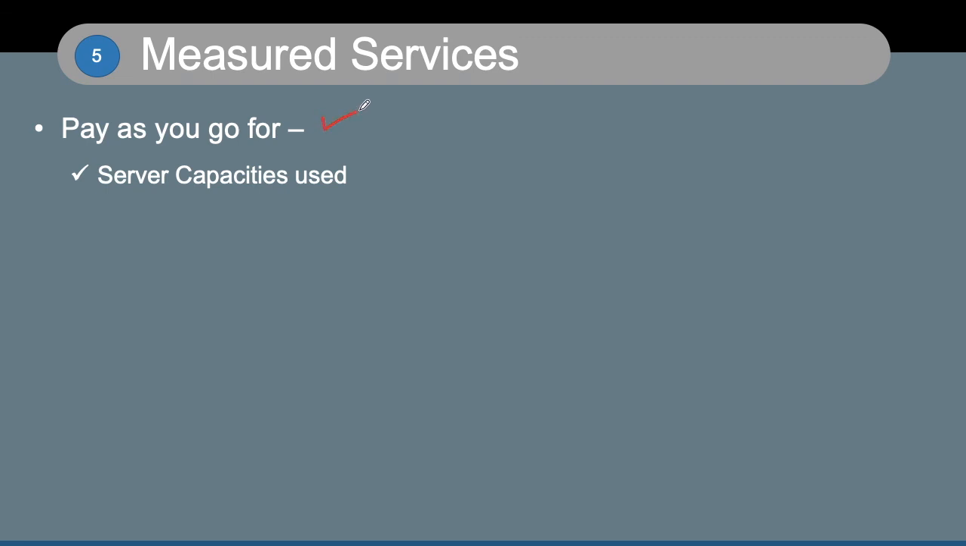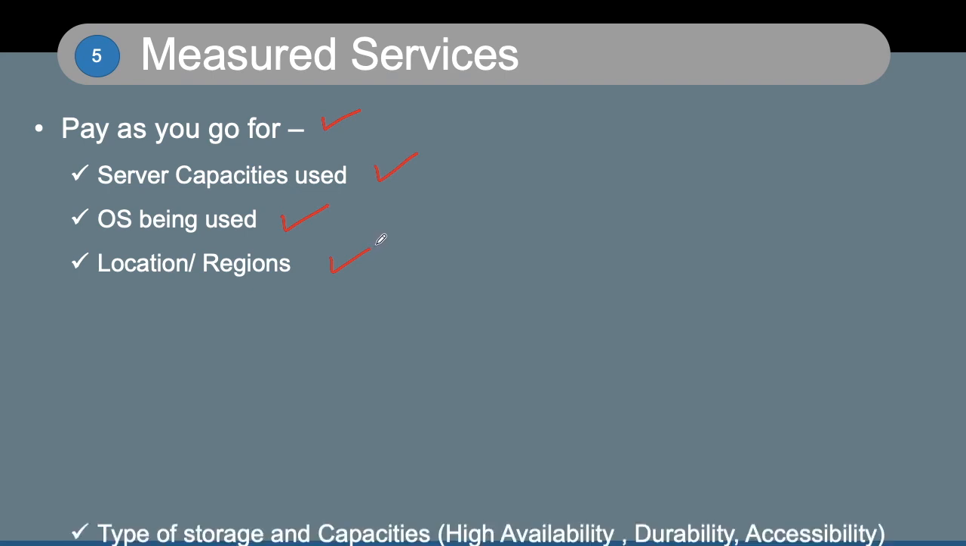So measured service, pay as you go. You only pay for the services you use: server capacity used, operating system being used. If you use Linux, the charges are going to be different. If you use Windows, charges are slightly different. The location and regions where you are storing your data and where your services are hosted will also impact the money you pay.